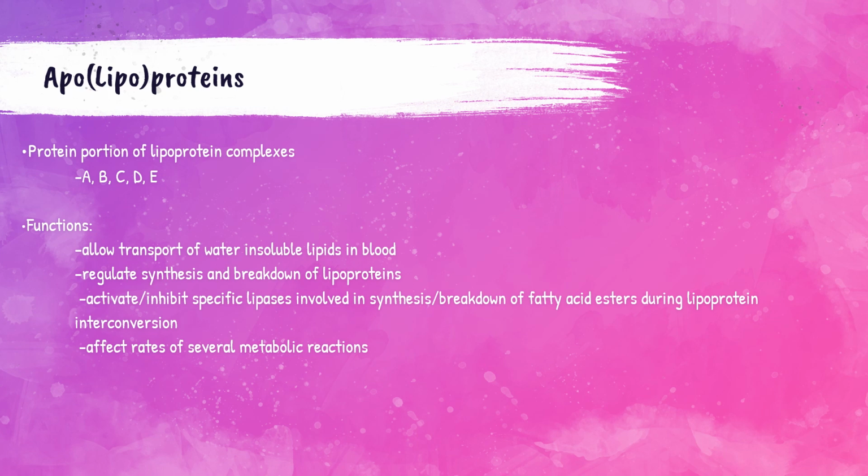Apolipoproteins are the protein portion of the lipoprotein complex. There are 5 main classes of apolipoproteins, and these are ApoA, ApoB, ApoC, ApoD, and ApoE. Apolipoproteins have several important functions within the body. So they help to transport lipids within the bloodstream, help to synthesize and break down lipoproteins, and can affect rates of various metabolic processes.